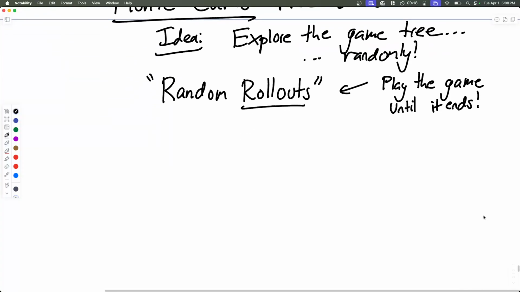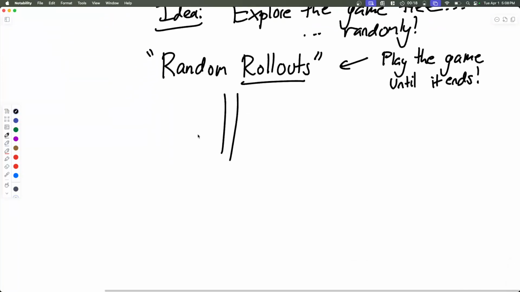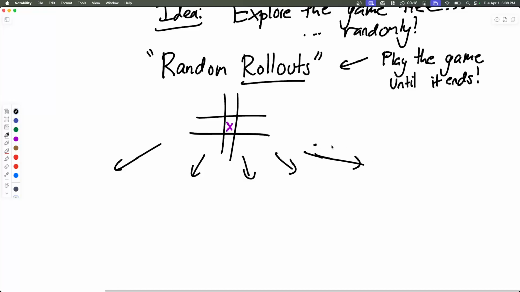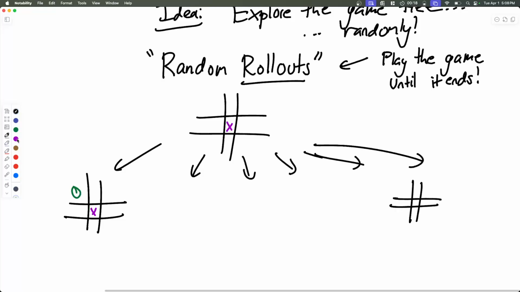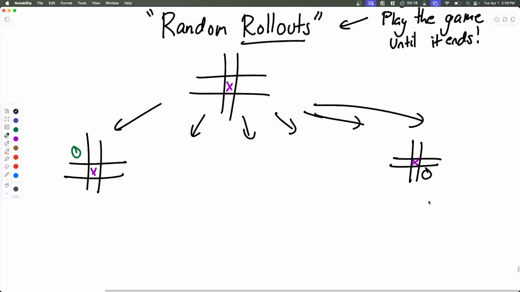Okay, so here is what that would look like. Let me start to draw the game tree for tic-tac-toe again. So once again, we have 8 possible options at the beginning, starting with playing in the top and ending with playing in the bottom. And the idea is to figure out which of these is the best. We're just going to play random games of tic-tac-toe, starting from our 8 possibilities, and we will just see which one of them is the best.